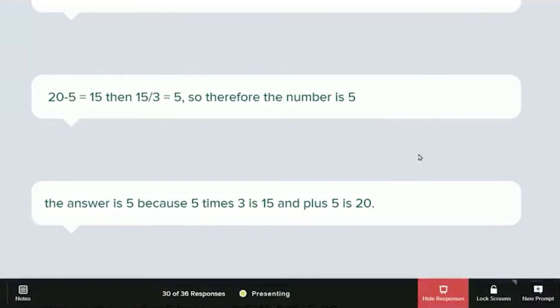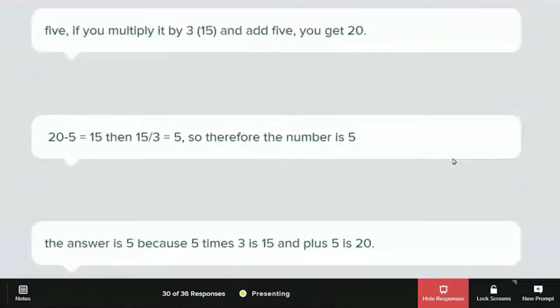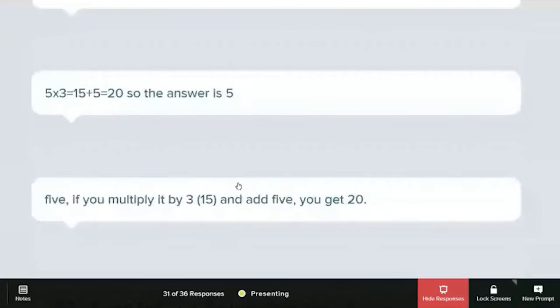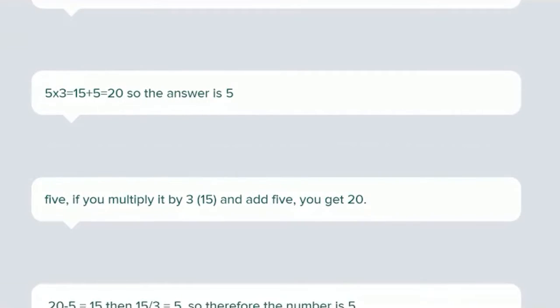Okay, so here we see different approaches. Some are saying, okay, if it is 5, you multiply by 3 is 15, add 5, you get 20. So you're testing. Maybe you tested 3 or 4, and you say, okay, 5, because I verified it will make 20.